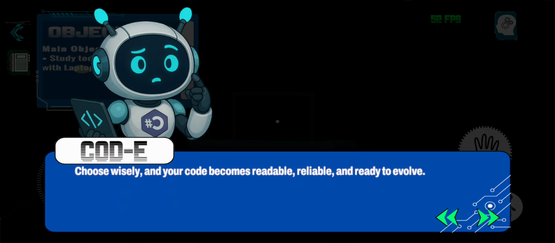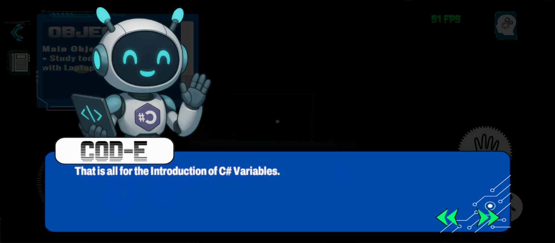Choose wisely, and your code becomes readable, reliable, and ready to evolve. That is all for the introduction of C# variable.